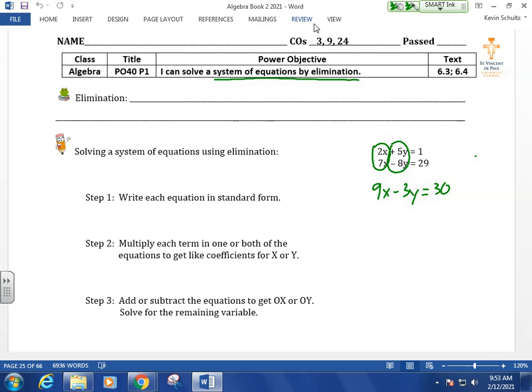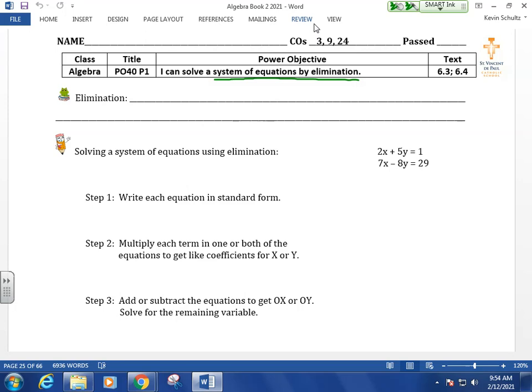But it's this idea that leads us to the process of elimination. Because instead of combining these terms as they're written, if I can get one of the terms to eliminate itself, essentially give it a coefficient of 0, then I'm in business, okay? So step 1 here says write each equation in standard form. Done that. Step 2, multiply each term in one or both of the equations to get like coefficients for x or y. So I look at my coefficients for x.